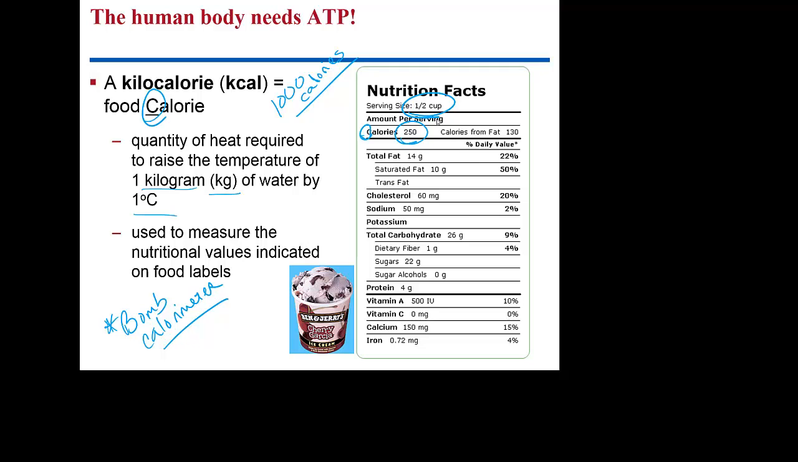Well, if it's 250 calories and 1 calorie is required to raise the temperature of 1 kilogram of water by 1 degree C, kilogram is 2.2 pounds, right? My Ben & Jerry's ice cream down here is actually pretty full of calories, right? It's going to actually be able to release a lot of energy. But the problem is, how do we get your cells to store that energy effectively?